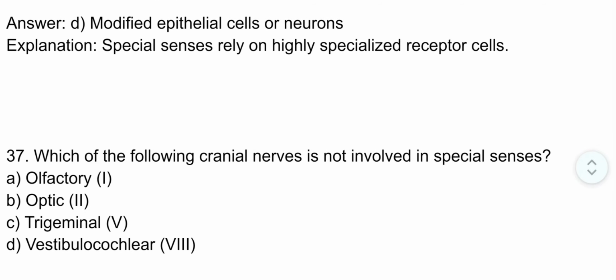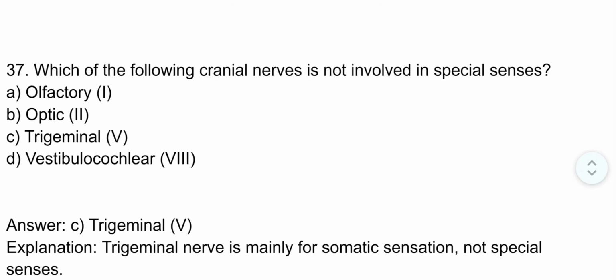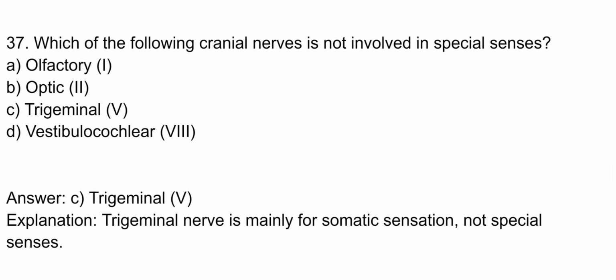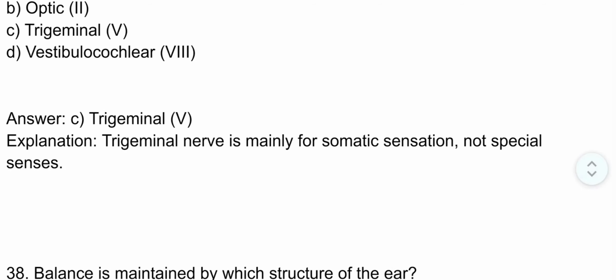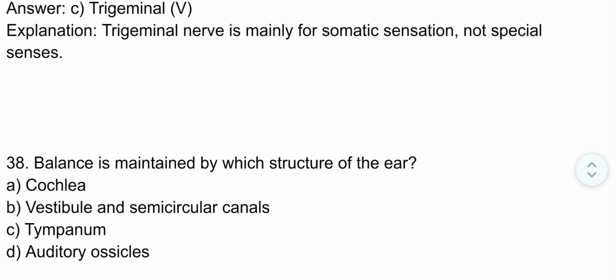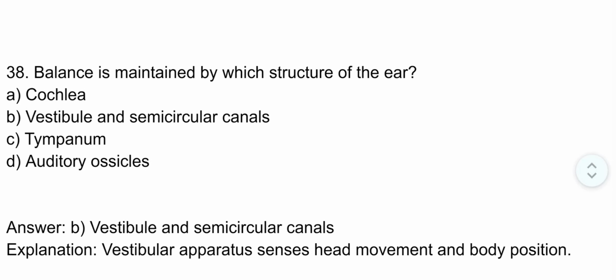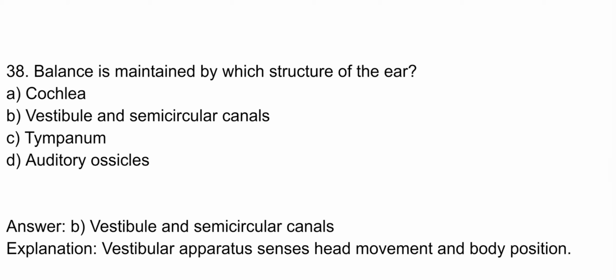Question number 37. Which of the following cranial nerves is not involved in special sense? The correct option is option C. Trigeminal nerve. Trigeminal nerve is mainly for somatic sensation, not special sense. Question number 38. Balance is maintained by which structure of the ear? The correct option is option B. Vestibule and semicircular canals. Vestibular apparatus senses head movement and body position.